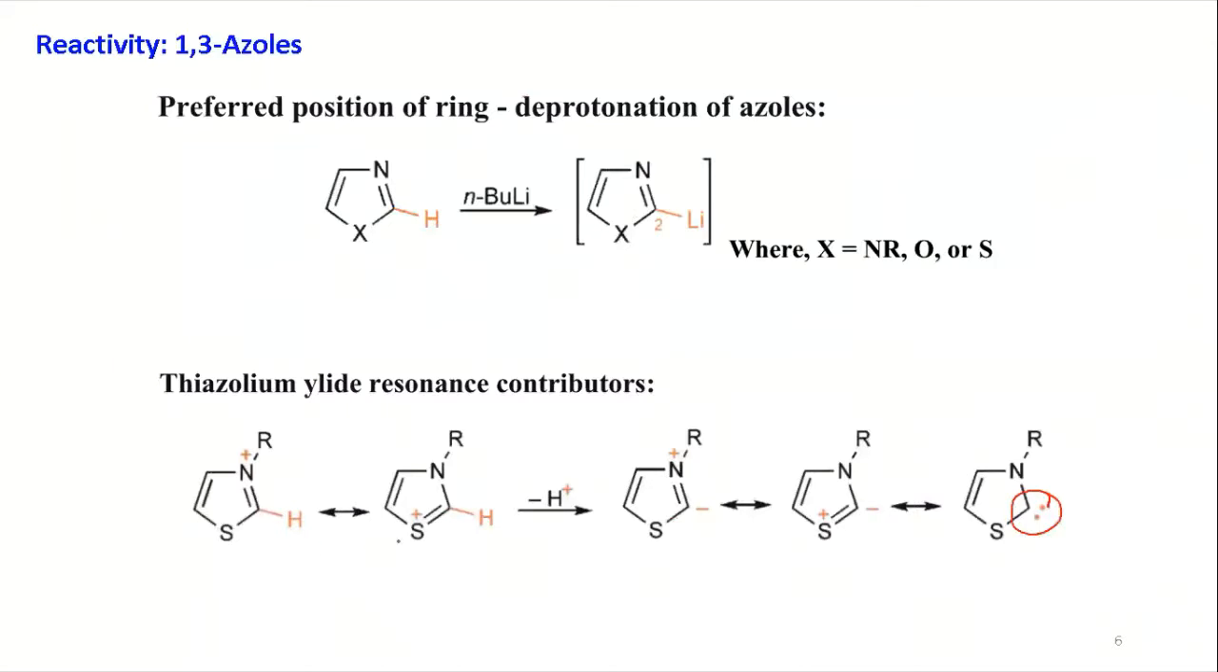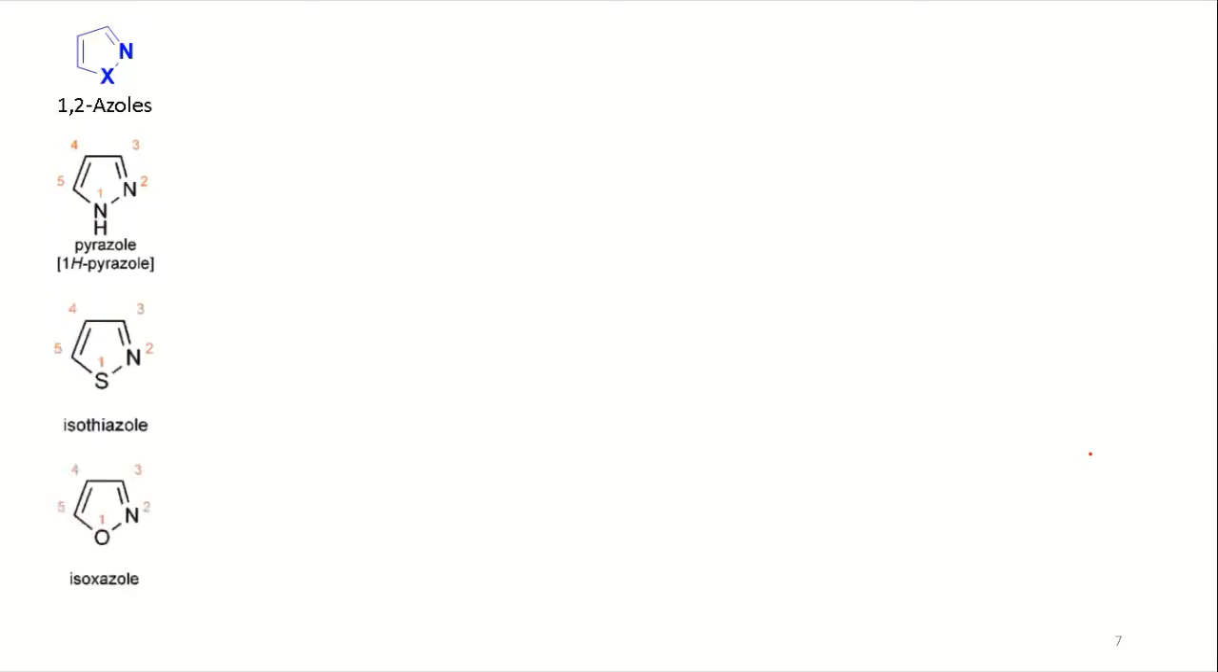As I told you, this becomes acidic. So if you use just the base, it will take the proton and it will be negative, and this negative is equivalent to this carbene. So you can have carbene chemistry. Now quickly 1,2-azole. This is the structure here, where X is the different heteroatoms and nitrogen is fixed at the 2 position. Examples: you have pyrazole, isothiazole and isoxazole.